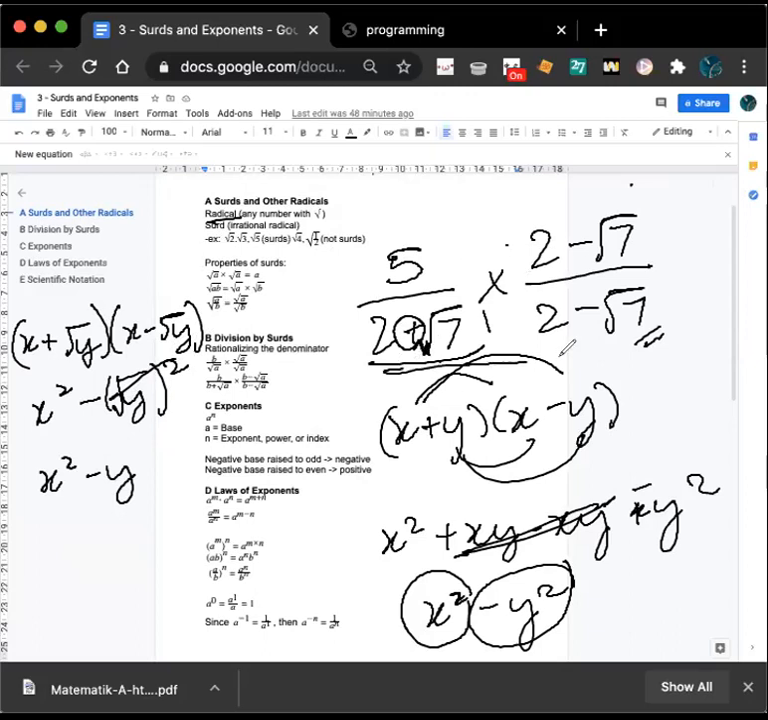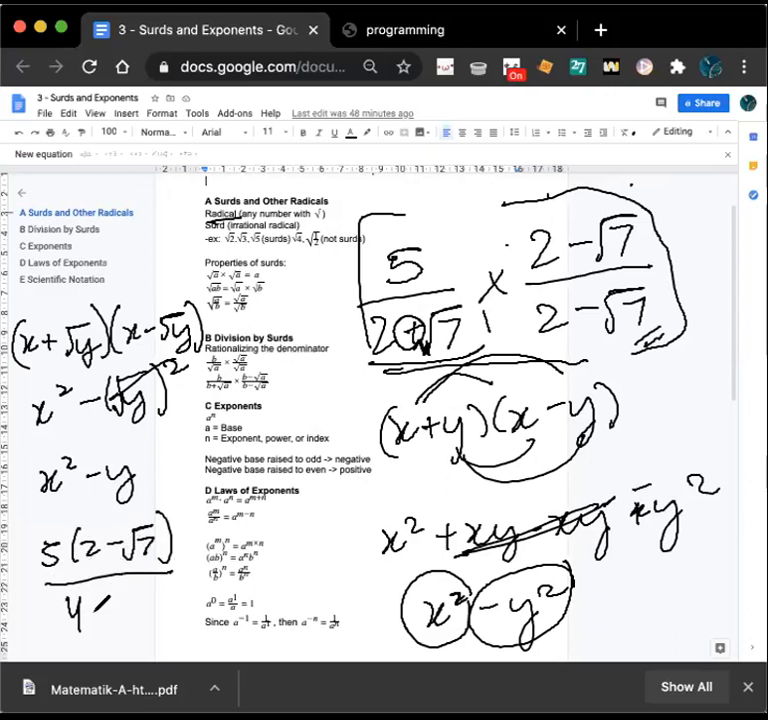So in this case, you just multiply it and get 5 times 2 minus 5 times square root of 7, over 4 minus 7. By doing that, you now have a nicer looking number and generally easier algebra to deal with.